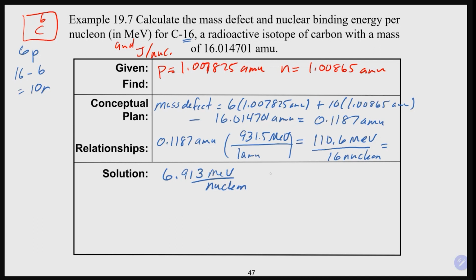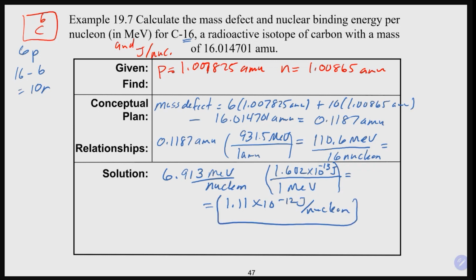Once I have it here, since we're looking for joules as well, I'll just convert it out from here. In this case, 1 mega electron volt is 1.602 times 10 to the minus 13 joules. And that's that conversion we saw on the other page. So if I do that, it gives us approximately 1.11 times 10 to the minus 12 joules per nucleon. Any questions on either of those?